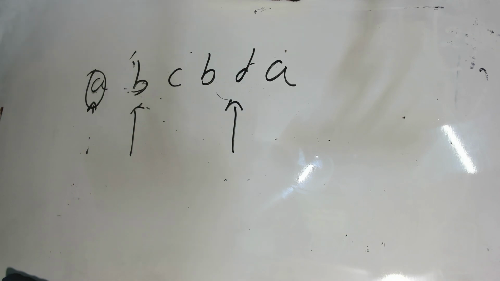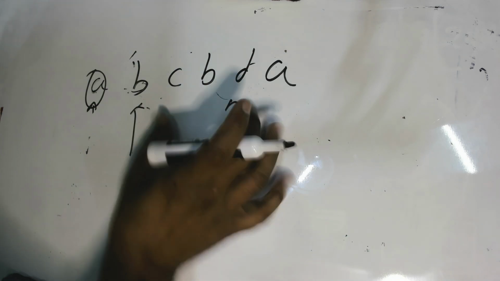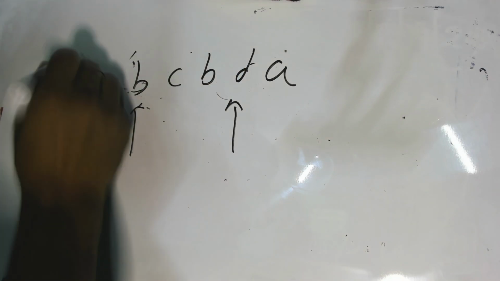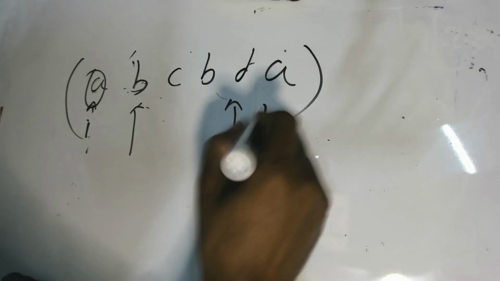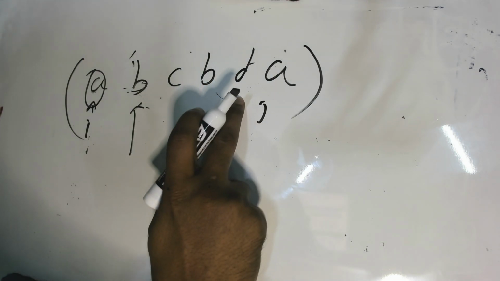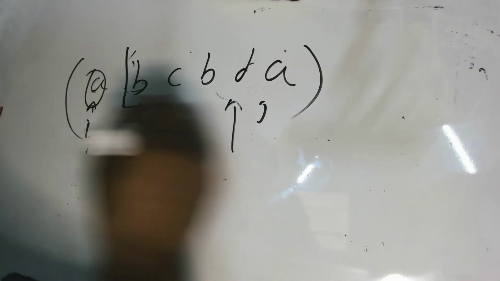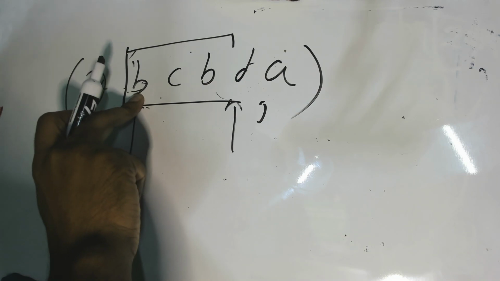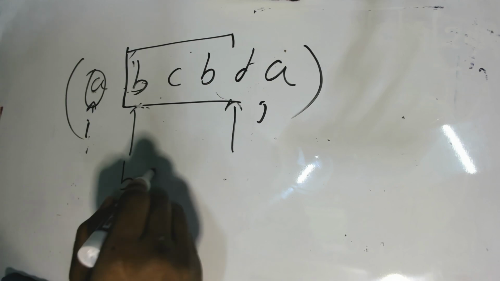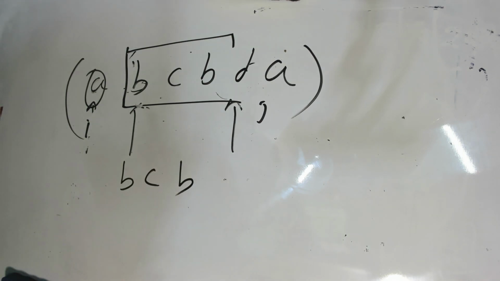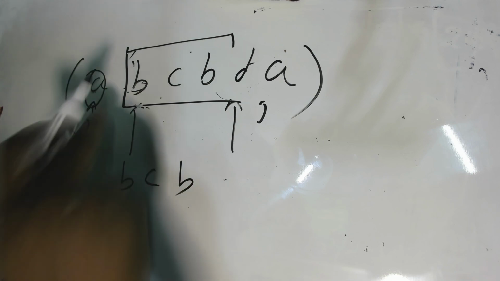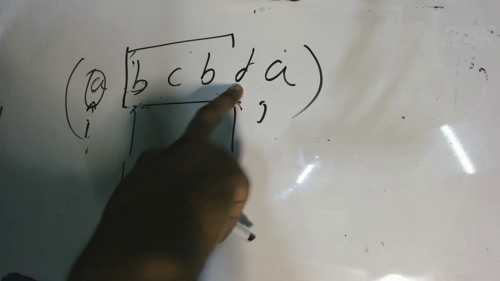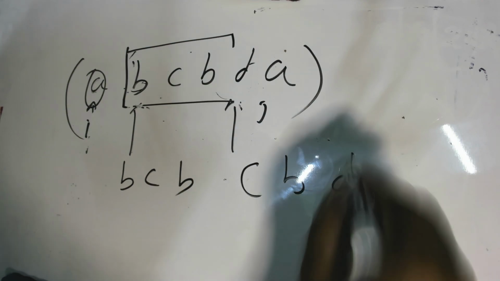So from here, now we are running our method from I to J. But when we reach a mismatch, we're going to create a substring including the ith character, so this will become B, C, B, and we're going to create another string excluding the ith character and including the jth character, that is C, B, D, right?